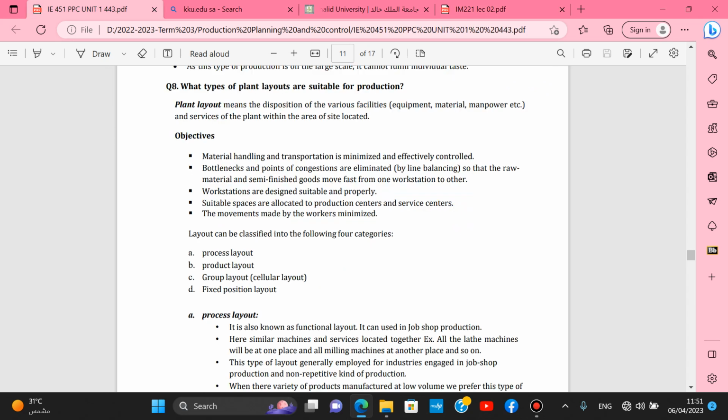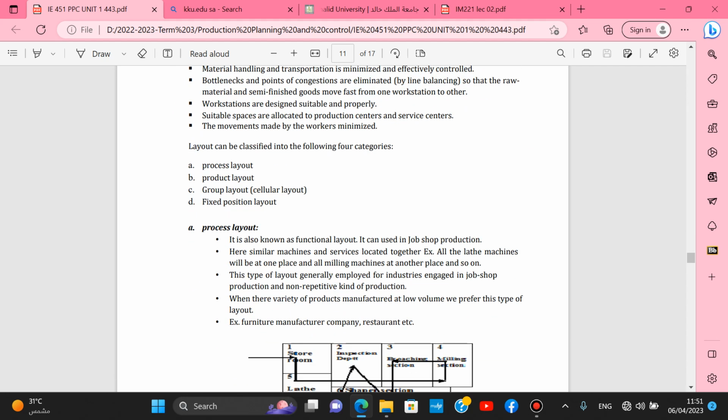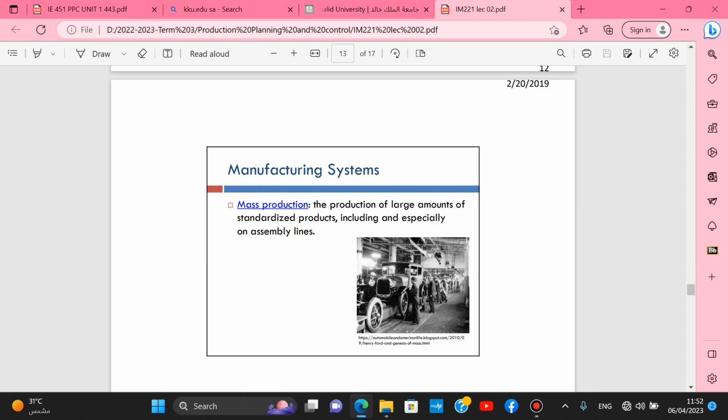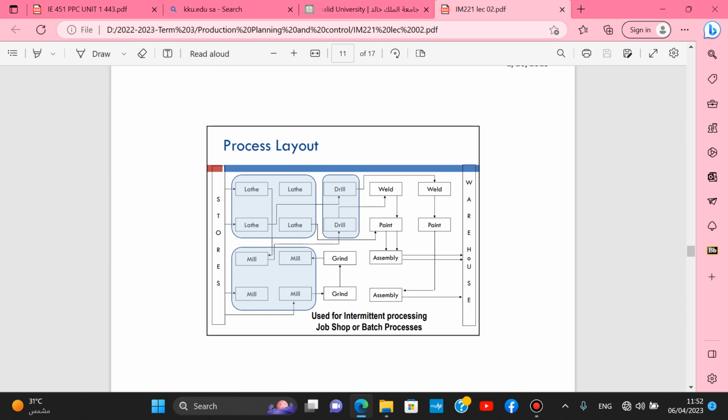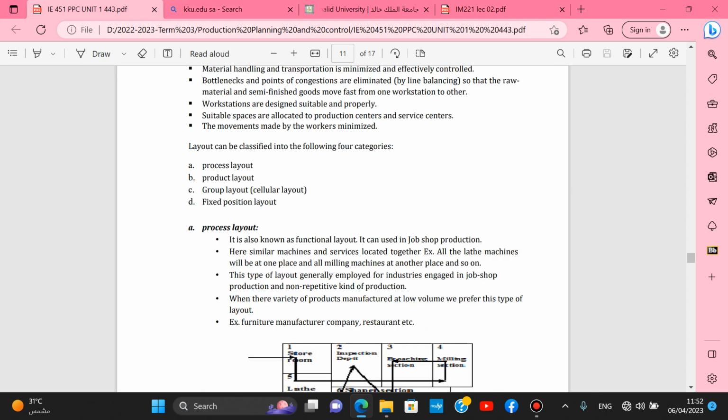هذا إذا البروسيس layout راح نبدأ بالبروسيس layout هنا. It is also known as functional layout. It can use it in job production. Process layout: similar machines and services located together. All the lathe machines will be at one place and all milling machines at another place and so on. اللي هو هذا process layout. اوكي، يعني كل الماكينات من نفس النوعية في نفس المكان. يعني الورشة متاعنا مقسمة حسب البروسيس، حسب الماشينز.